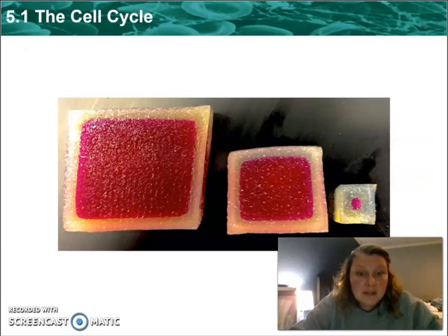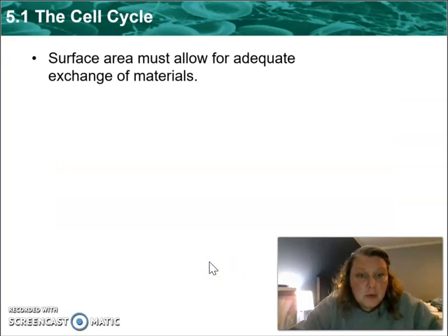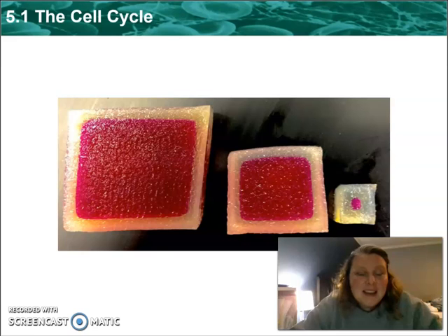This is an example of the cell size lab that we would have done. These are beet cubes, and beets are a purple vegetable, and they have this dye, or pigment, in them, and they get cut up into squares. And then we would have taken a beaker full of bleach, and we know that bleach, when it comes in contact with something like your clothes, turns it white. So we would have placed all of these cells in a beaker, and we would have timed them to see how long they took to clear.